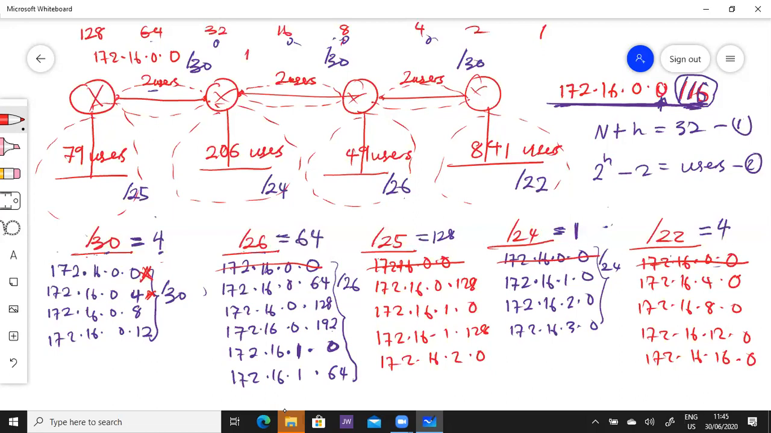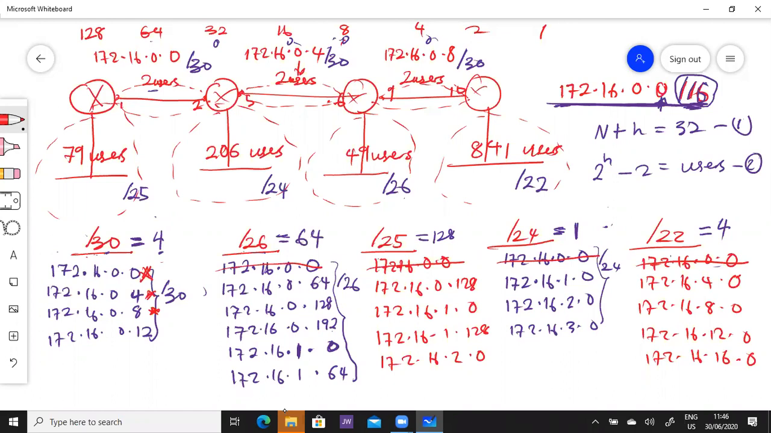So the next 172.16.0.4/30 will be given to this point-to-point network. And the valid IP addresses will be 0.5 here and 0.6. Over here you have 0.1 and 0.2. This will be given to the next /30, 172.16.0.8. So the available IP addresses are .9 and .10.